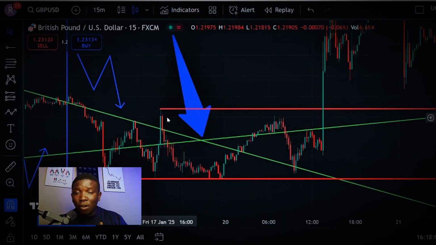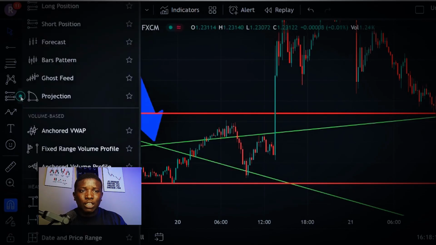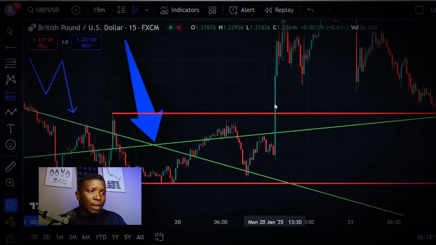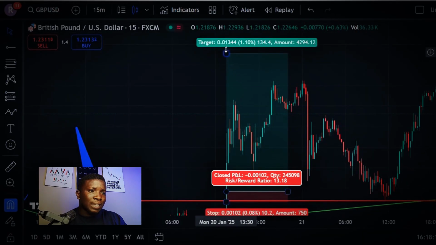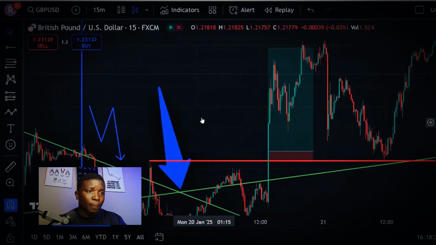So fortunately enough, the market has broken this up level right here, which was from this candle right here. Immediately that structure is broken, you're going to be going for a long position. And you could see up to this level, we had good trades, okay? We had a good trade.